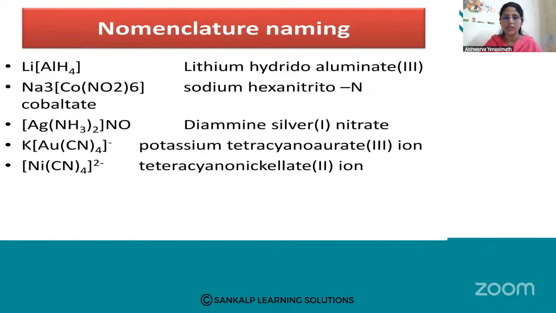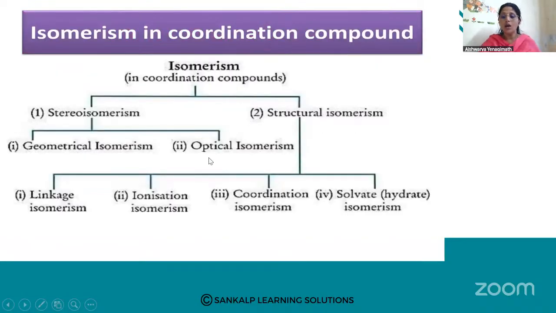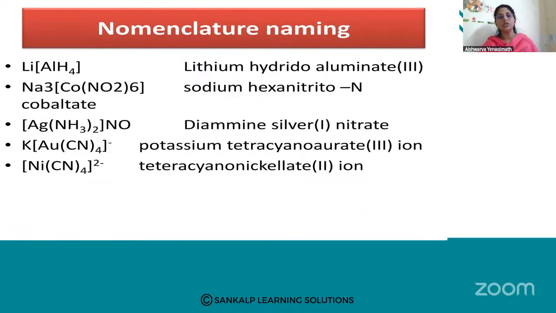K[Au(CN)4]. So K stands for potassium. CN4, tetracyano, negative anion, ide. So you will write aurate 3 ion because the minus sign is being shown. [Ni(CN)4]2-: tetracyanonickelate, because it is a minus 2 charge, that means it is an anion. So tetracyanonickelate 2 ion. Yes, so this is how nomenclature of the compounds is done.